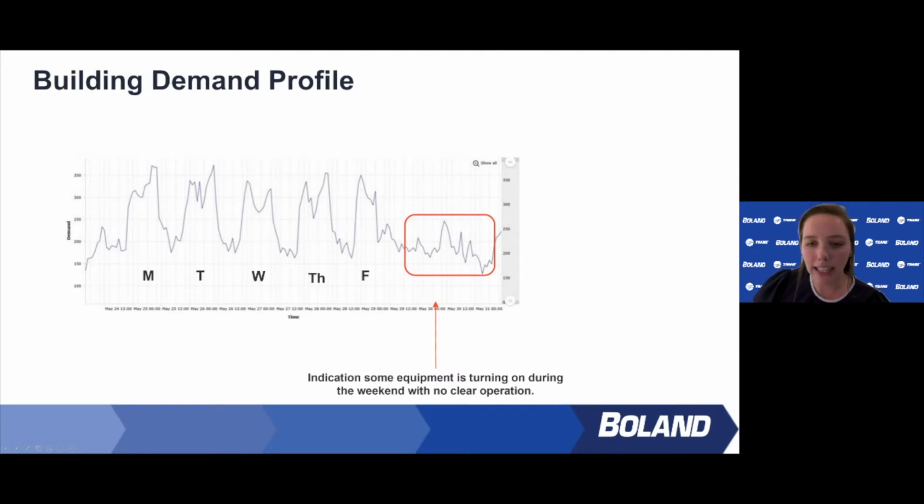What we don't always like seeing is this red highlighted area. This is a lot of stuff turning on and off on the weekend. This should be completely flat if the building is unoccupied. So this behavior suggests there's something causing equipment to turn on, whether it be set points or schedules. And this just suggests there's extra energy being used, which means unnecessary spending. So we'd like to see a flat line during the weekend and try to reduce this over time.